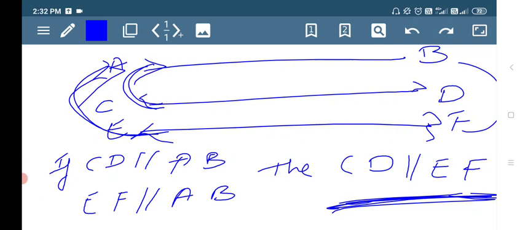Okay, write these theorem statements from the textbook. Write the theorem statements and write the conclusions below the statements.